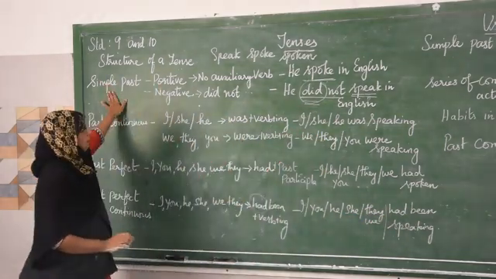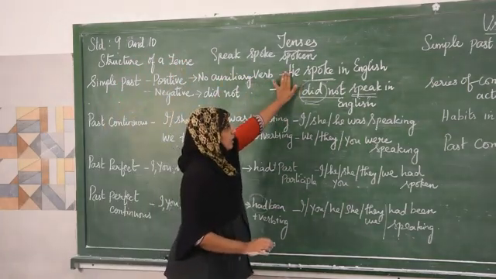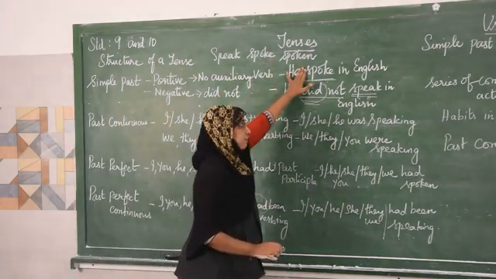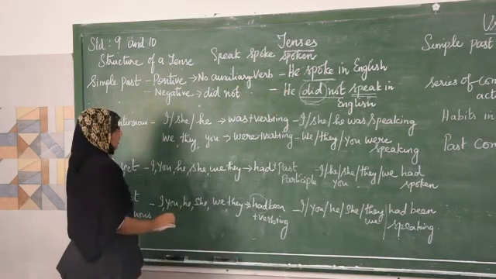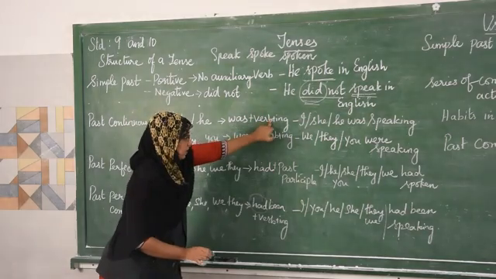So for simple past, for a positive sentence, no need of any auxiliary verb, we have to use only the main verb. Then for past continuous tense, first person and third person, was plus verb plus ing.